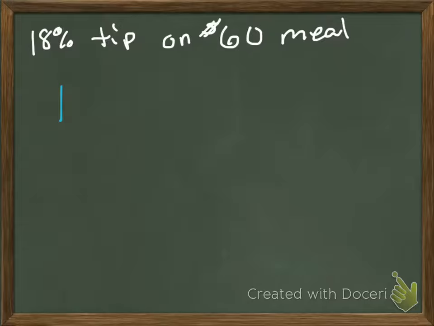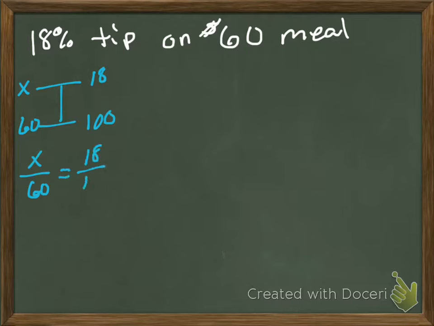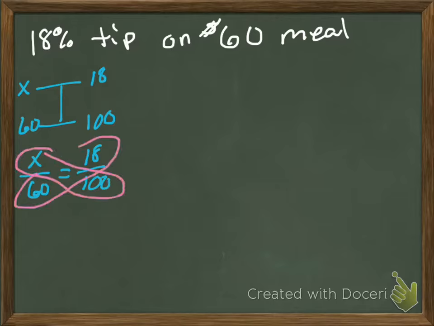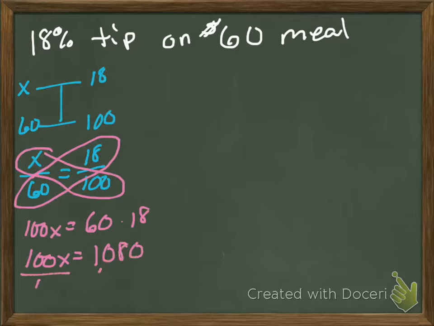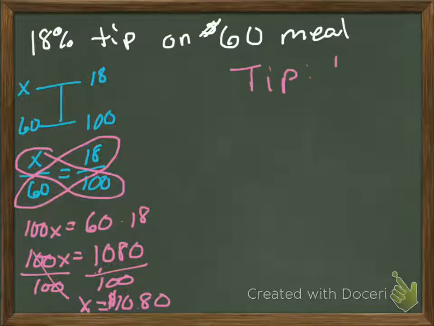Okay, make my eye chart. 100 is in the bottom. 18 is my percent, so that goes on top. 60 is the total cost of the meal. So when I set up my proportion, cross multiply, I end up with 100x is equal to 60 times 18. And I'm going to take 100x is equal to 1,080, which is going to give me a $10.80 tip.